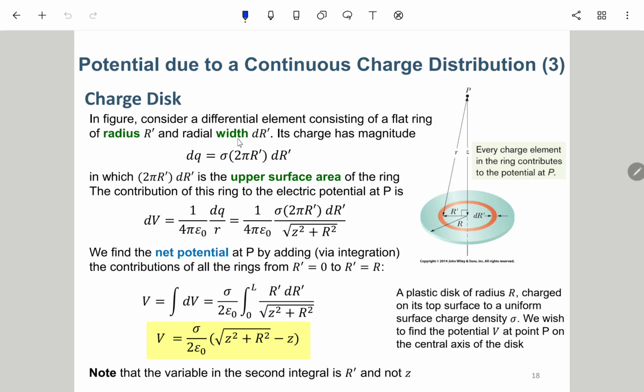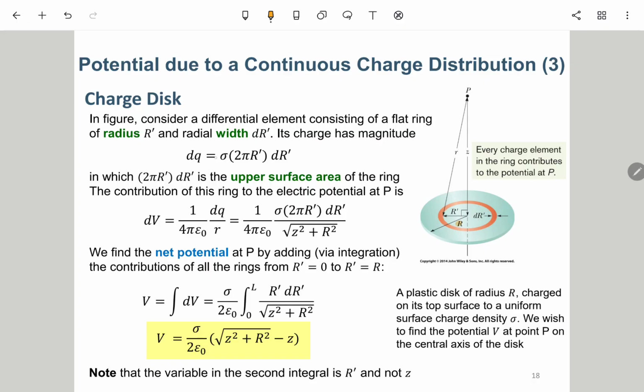radius r prime. Which means that the full disk has a radius of capital R. Similar to what we did in chapter 22, we try to separate this disk into many different rings with different radii from 0 to capital R. When we pick out one of them, we call the radius of the ring r prime. Actually, on each r prime we have dq.